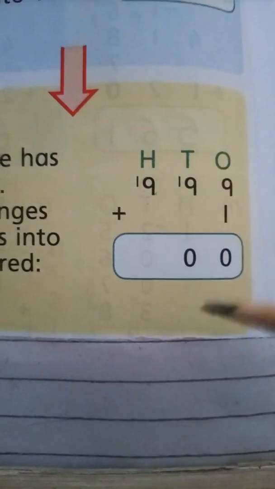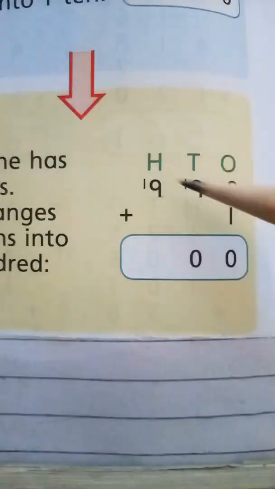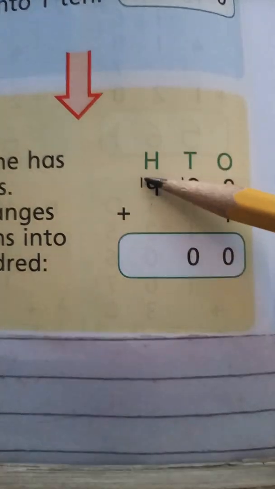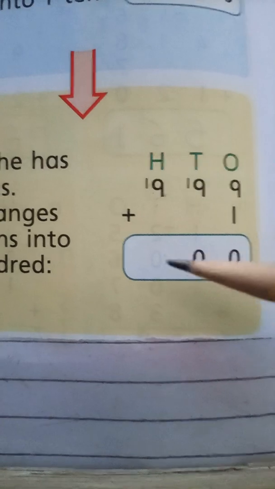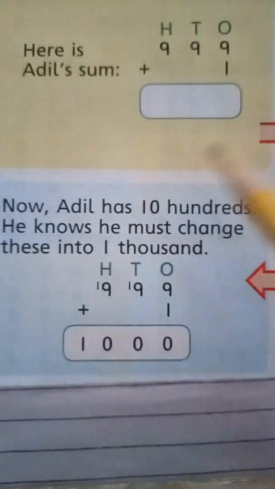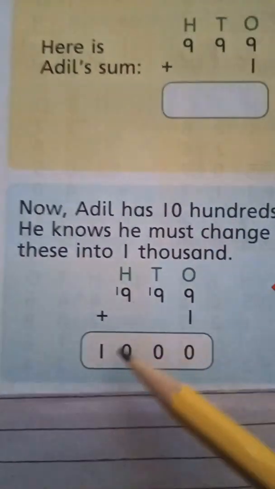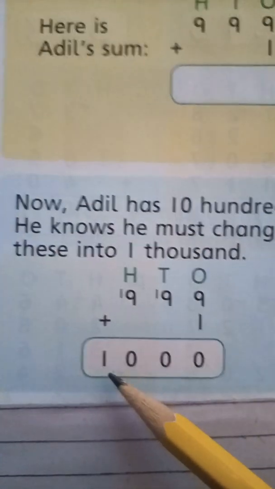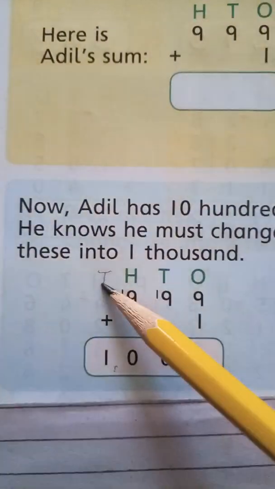Look students, Adil changed the 10 tens into 100s. Now in the 100s, if we add one more, it will be equal to 10 hundreds. How can we write the 10 hundreds? Now look students, Adil will change his 10 hundreds into 1000. Here is the new number, that is 1000. That can be written under the thousands column.